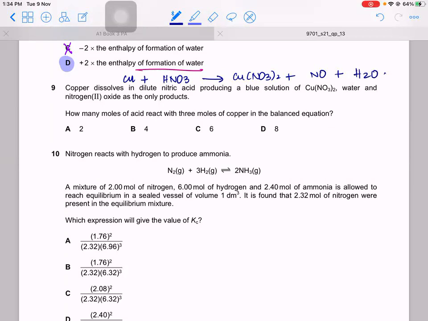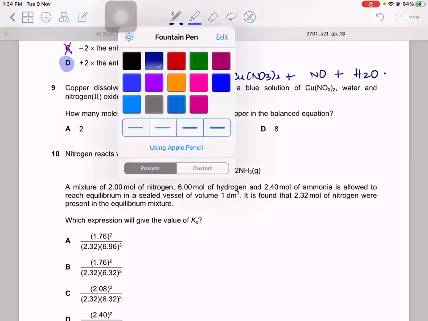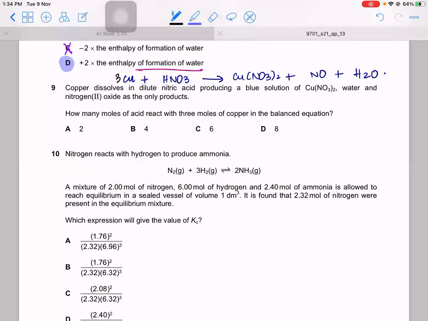Now we need to balance it. How many moles of acid react with 3 moles of copper? So let me make this 3 moles of copper. Now you got to balance it. So let's see. You need to find these moles. So if you have 3 moles here, then you will have to put 3 here. Now when you put 3 here, so your nitrate ions become how much? Nitrate ions become what? 3 2s are 6. And now you also have nitrogen here.